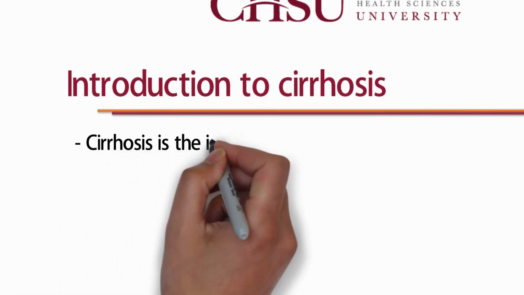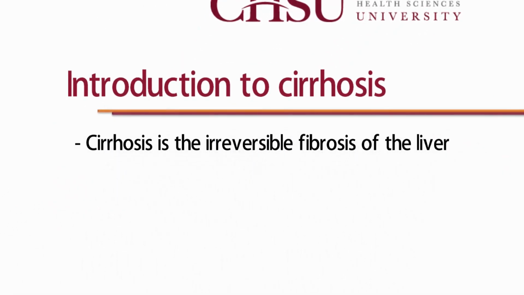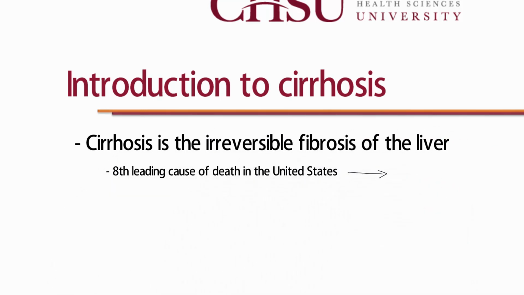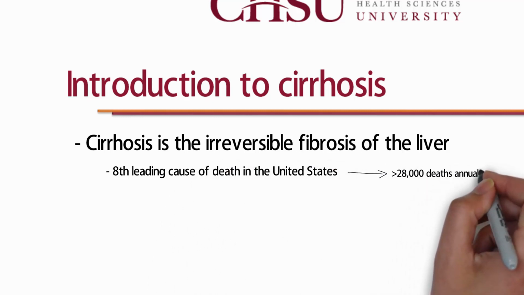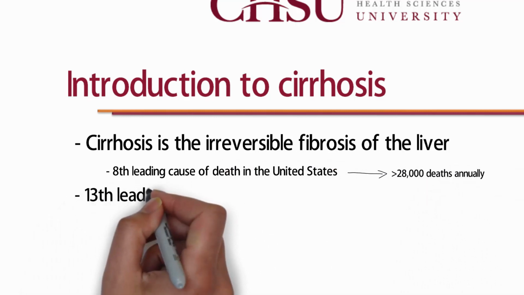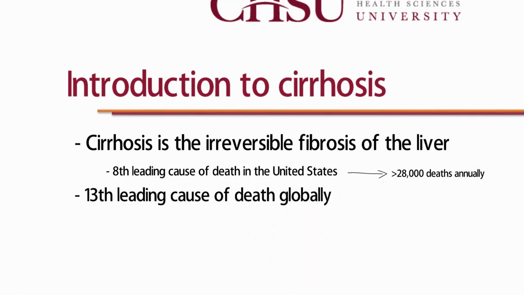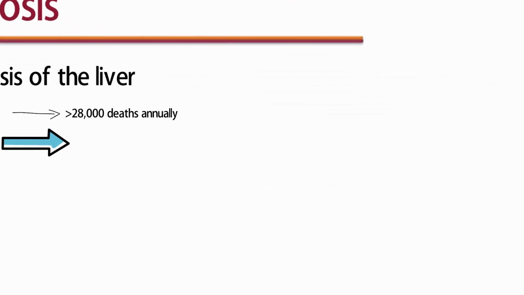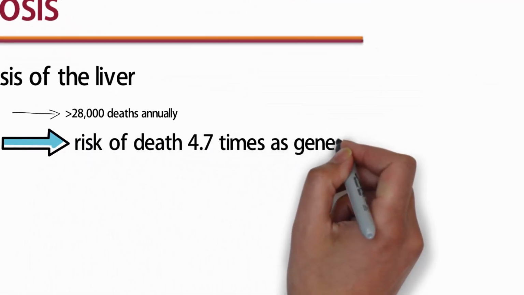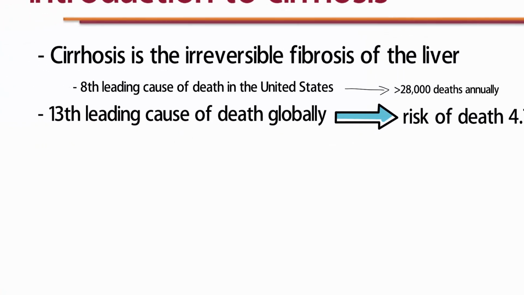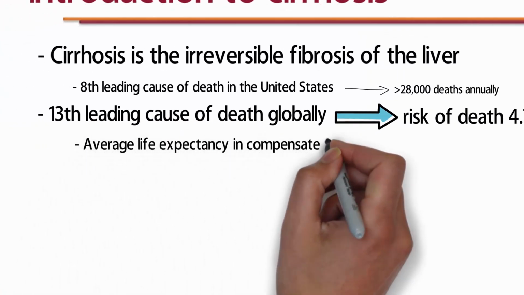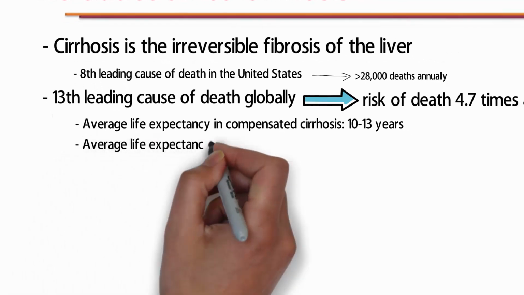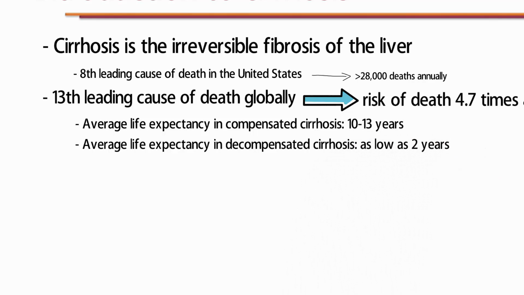Cirrhosis is the irreversible fibrosis of the liver. It is the 8th leading cause of death in the United States, accounting for more than 28,000 deaths annually. Globally, it is the 13th leading cause of death. In patients with cirrhosis, risk of death is almost 5 times that of the general population. The average life expectancy in compensated cirrhosis is about 10 to 13 years, and it can be as low as 2 years in patients with decompensated cirrhosis.